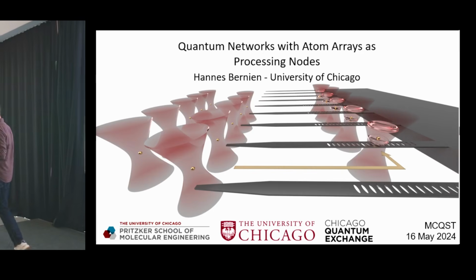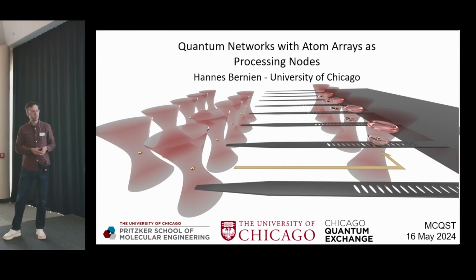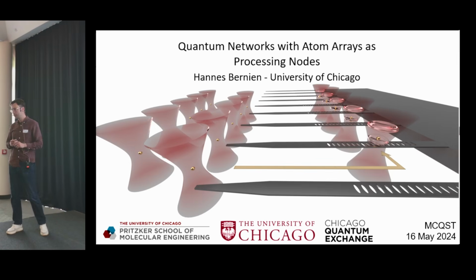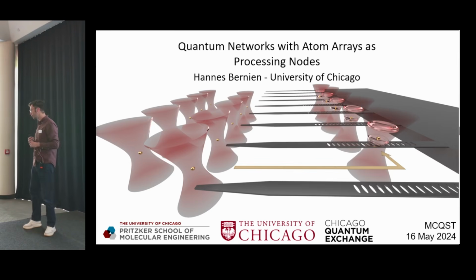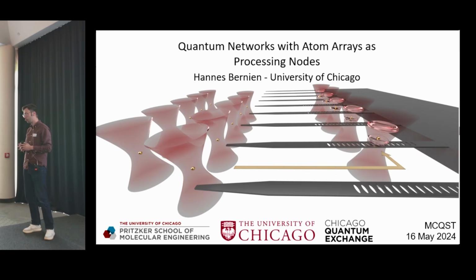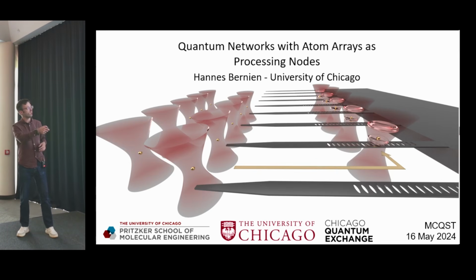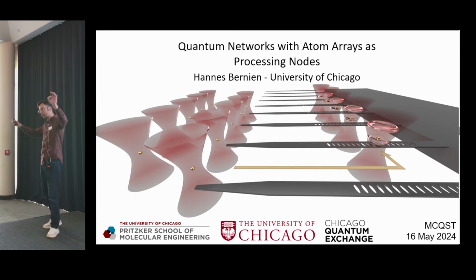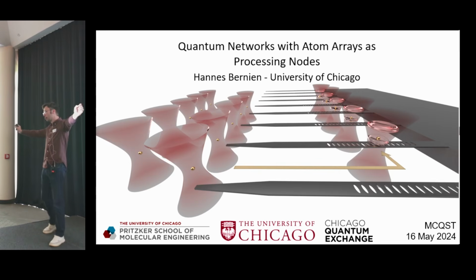It's really a wonderful conference, and I'm excited to give the first talk in the quantum communications network session and share with you my vision of a quantum network where the nodes actually consist of atomic arrays, the kind of arrays that Misha Lukin talked about, atoms in optical tweezers that can then be coupled to optical interfaces to distribute entanglement over long distances.